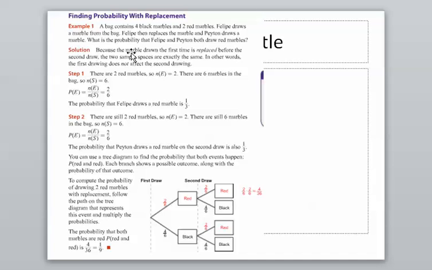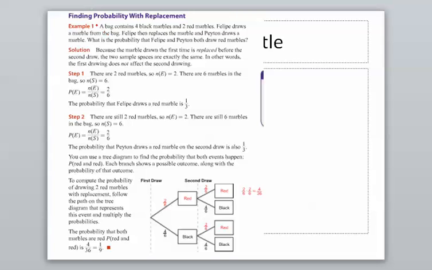With replacement, that means you're putting the marbles back into the bag when you pull one out. If you put the marble back into the bag, then the probability would be the same the second time. But without replacement, there's one less marble in the bag to begin with, and so it affects the way that you do your calculations for probability.